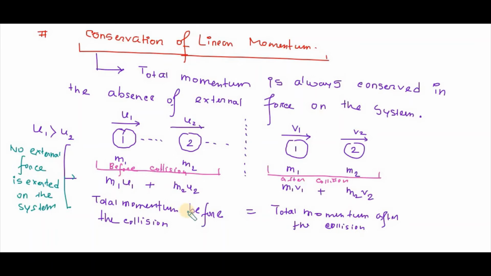Here we are considering that the total momentum before the collision is equal to the total momentum after the collision according to the conservation of linear momentum, and that represents that momentum is conserved. The important point is that no external force is exerted on the system. Whatever the force exerted between 1 and 2 during the collision is on each other, the force exerted on the first object by the second and the force exerted on the second by the first will be the same according to Newton's third law of motion. There is no external force exerted on the system, and the system does not exert any force outside of the system.